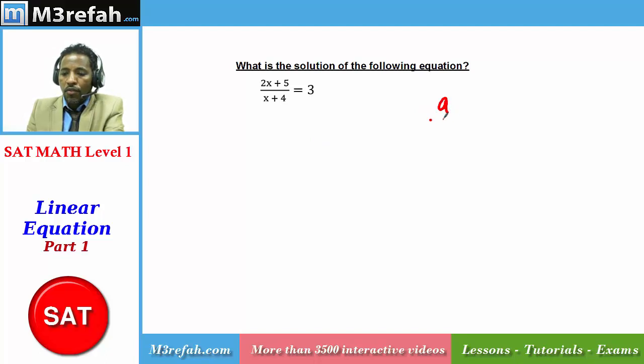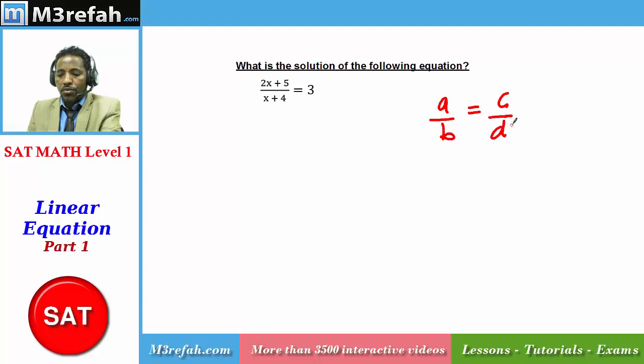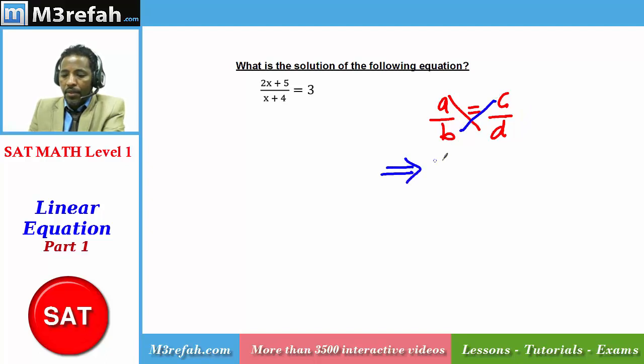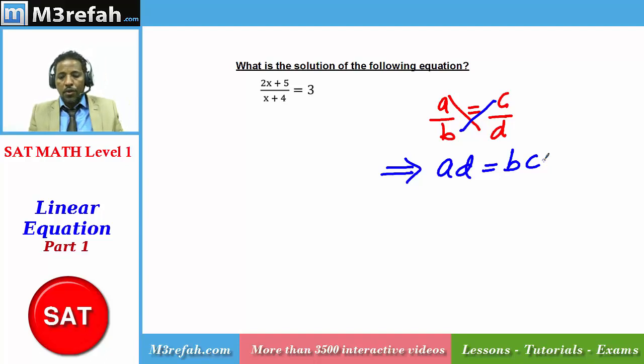If you have A over B equal to C over D, it's always true that A multiplied by D is equal to C multiplied by B, which implies A times D, AD, is equal to B times C, BC. This is your first step to solve this kind of equation.